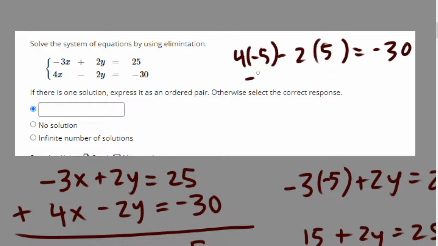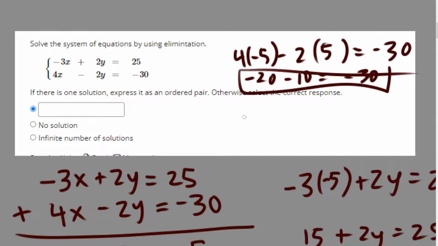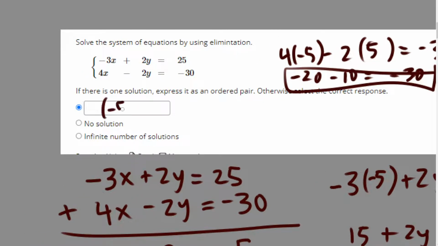Let's try this. We get negative 20 minus 10 is equal to negative 30, which is correct. So our solution would be negative 5, 5.